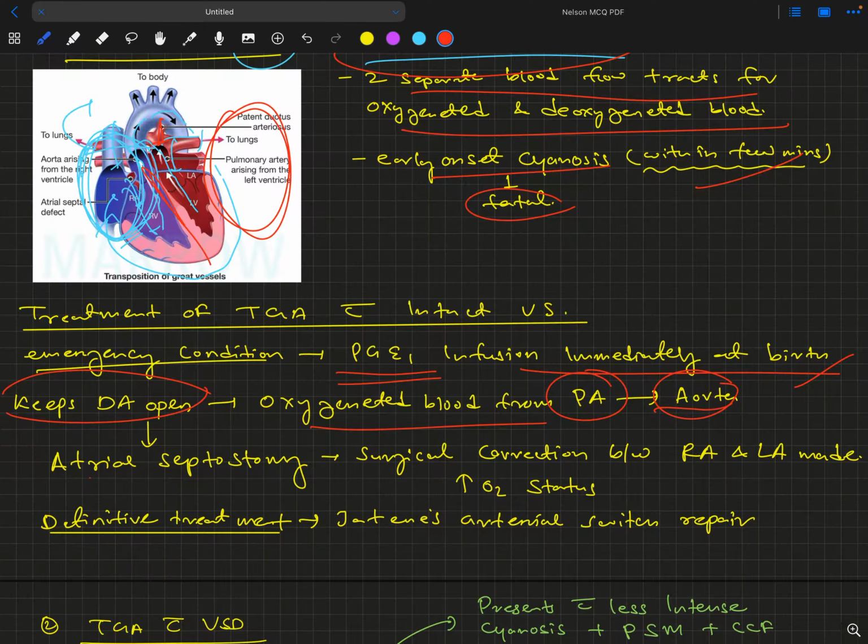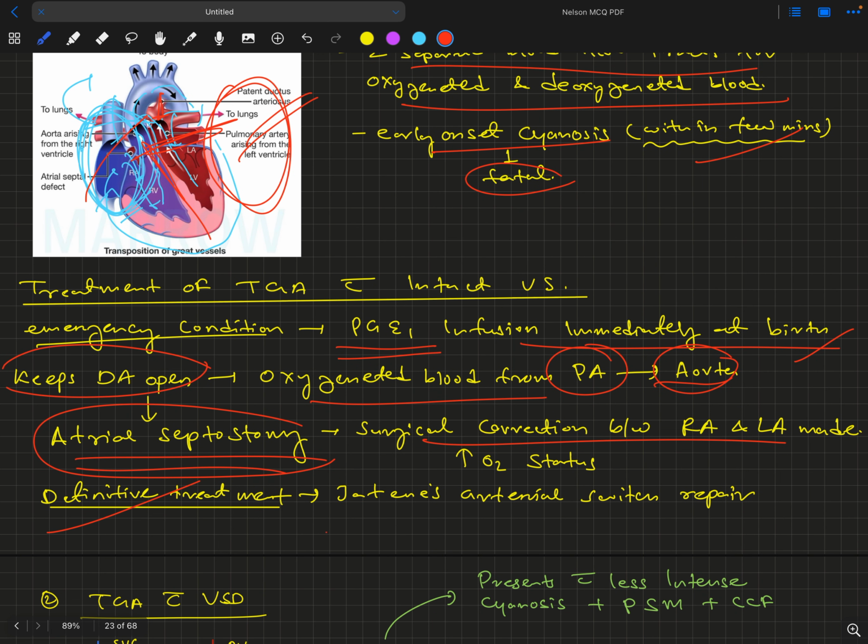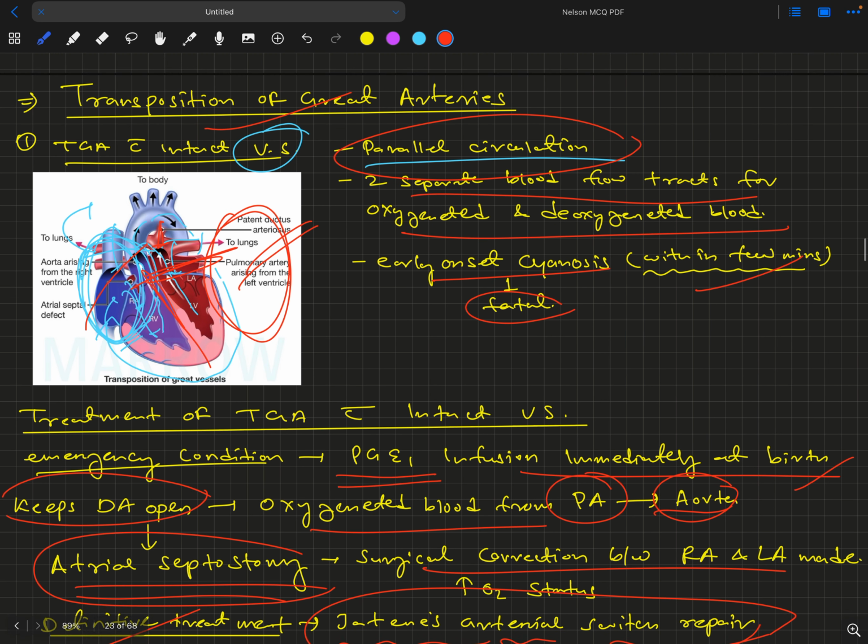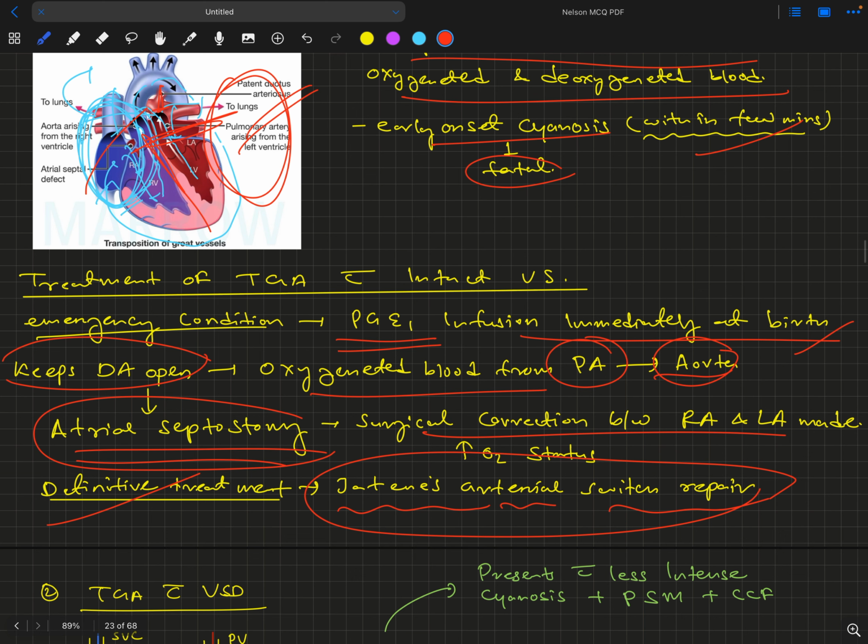Another treatment we have is called atrial septostomy. Atrial septostomy is a surgical procedure between LA and RA, where we make a hole between LA and RA that will lead to mixing of blood. Here on one side there is only deoxygenated blood, and on the other side there is only oxygenated blood. You have to make them undergo mixing in order to improve the prognosis. So the definitive management is Jatene's arterial switch repair. Jatene's arterial switch repair is the treatment of choice, or the final definitive treatment, in case of transposition of great arteries. Okay.